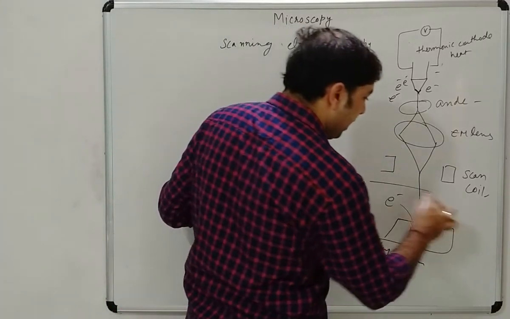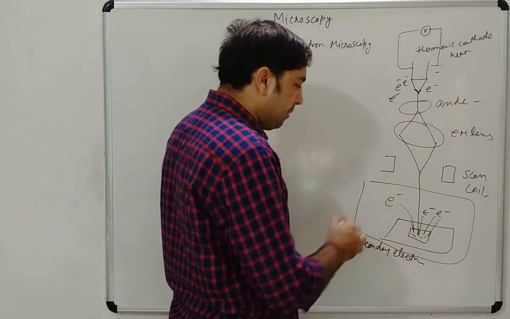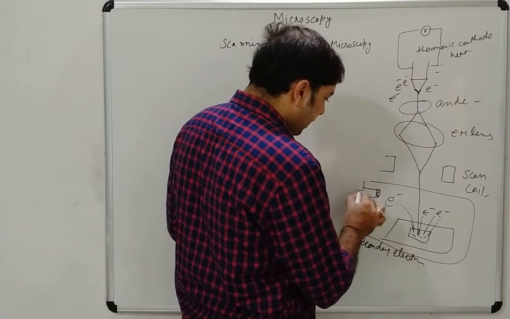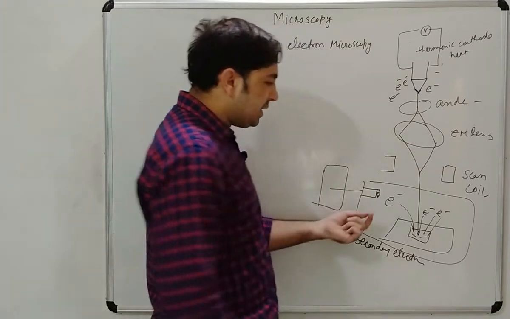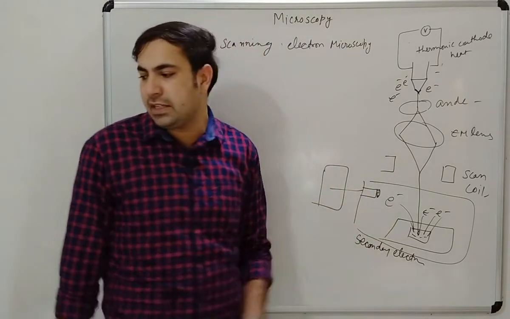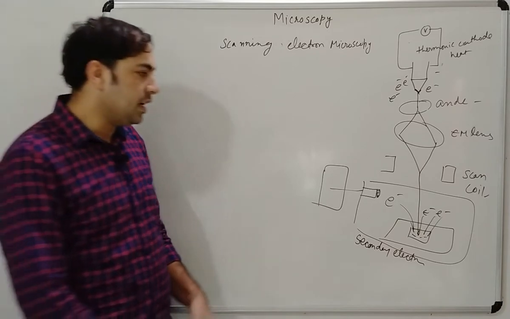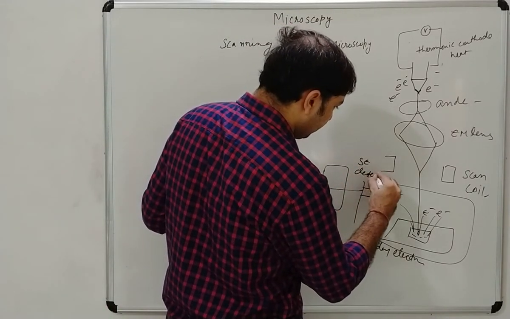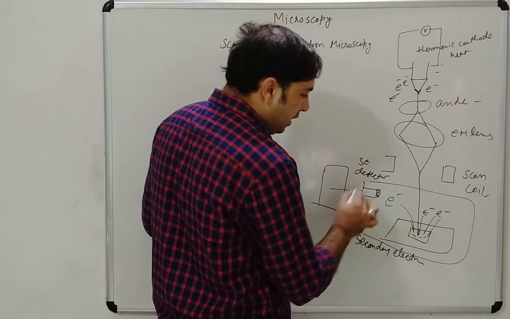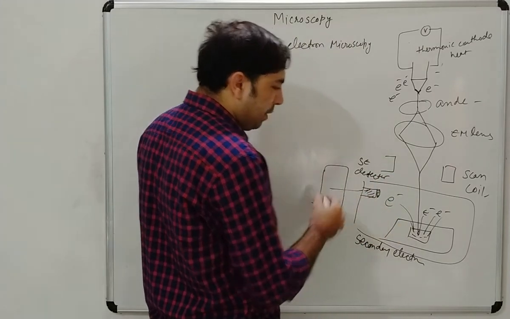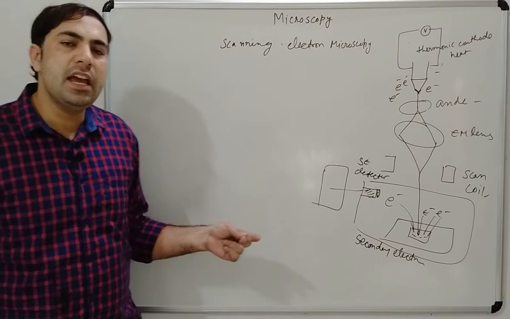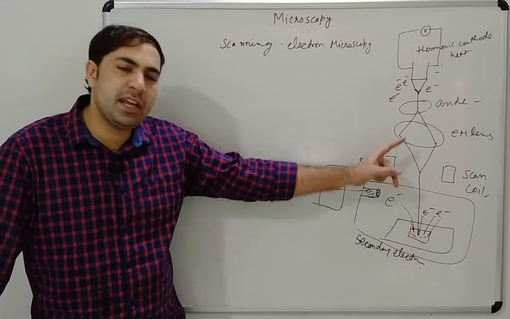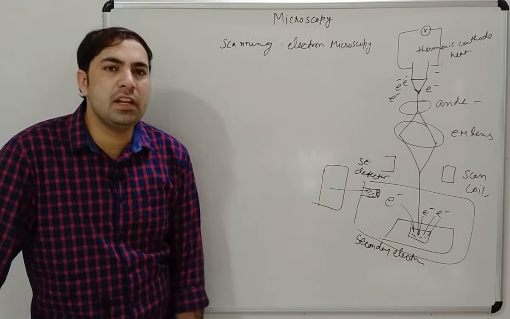Now here is one chamber. Here is a detector that measures the secondary electrons, and it converts this detector signal into a computer. Then we will get a magnified image of our object. Here the light is not transmitted; here there is only reflection.